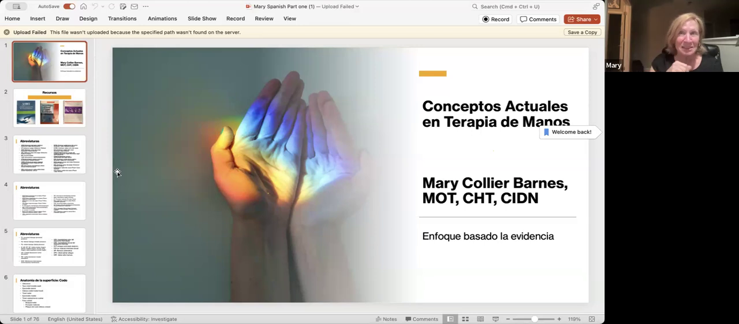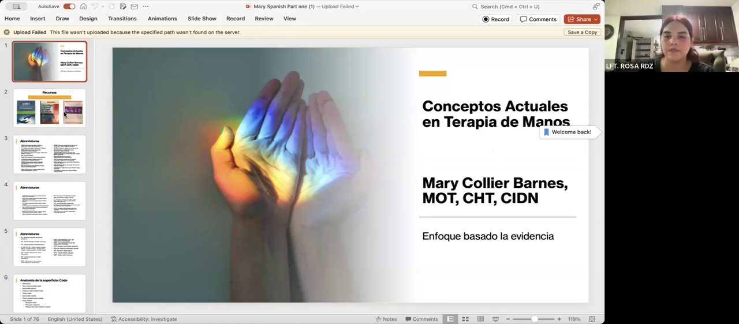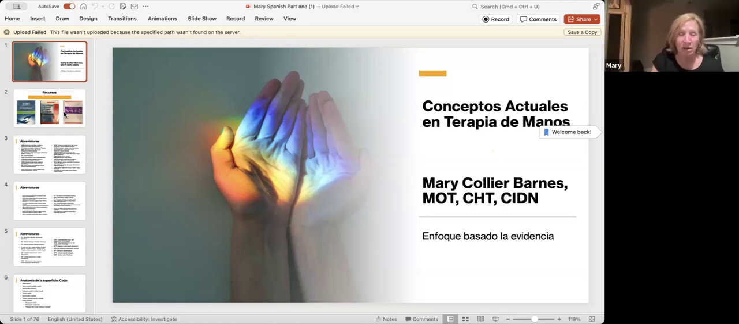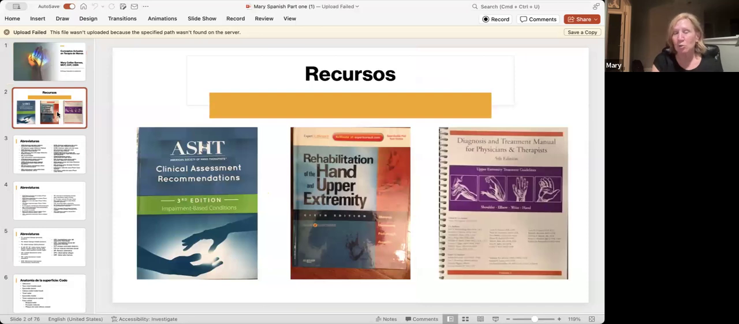Yes. Okay. And so tonight I'm talking with occupational therapy students. And is that right? And physical therapy students or just occupational? Yes, both. Okay. And so this is going to be evaluation of the hand, wrist, and elbow. It's going to be more orthopedic oriented as opposed to neuro. And these are just some resources.